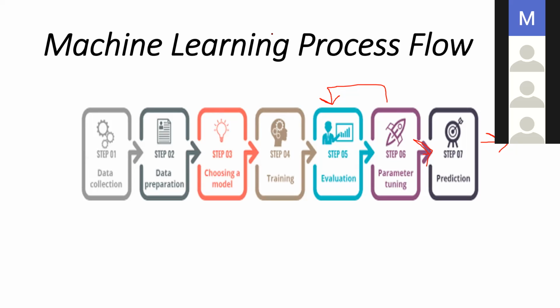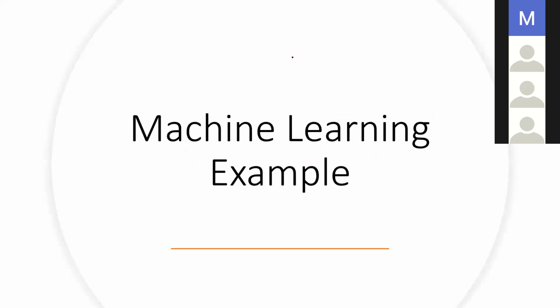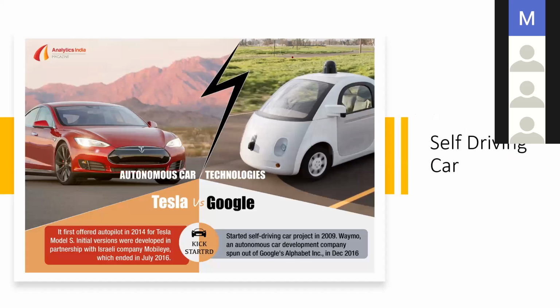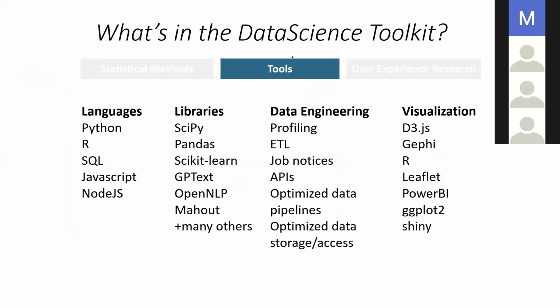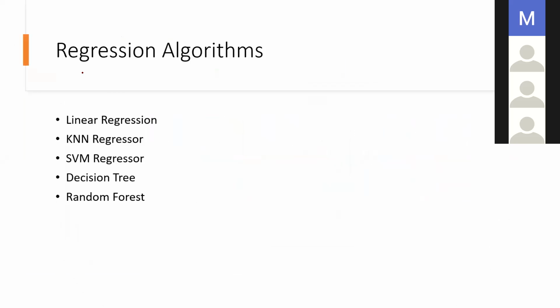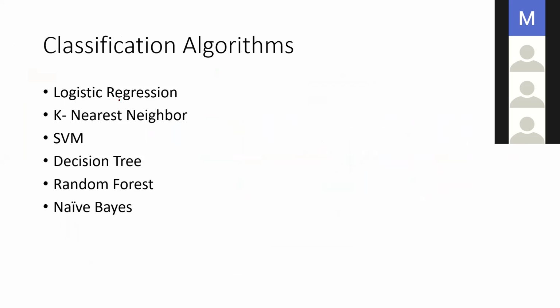So if I move to the next slide, it is basically your example self-driving car. I think this is the one which I shared with you earlier. And these are the popular regression algorithms which we have: linear, KNN regressor, SVM regressor, decision tree, random forest, and the classification algorithms are also these.